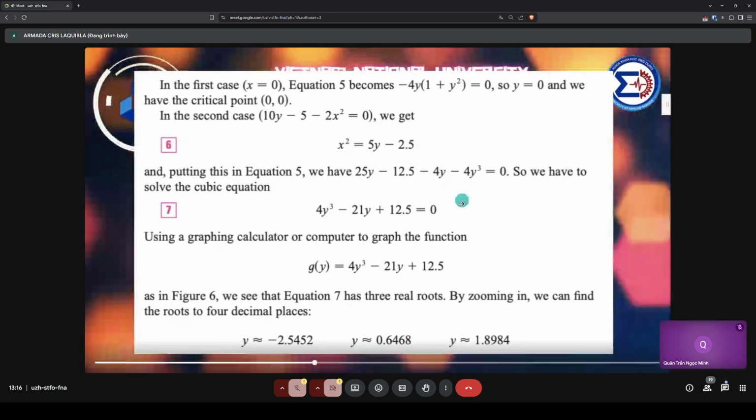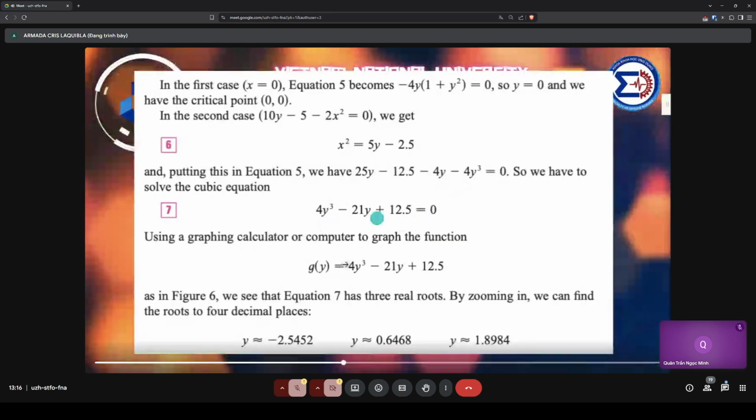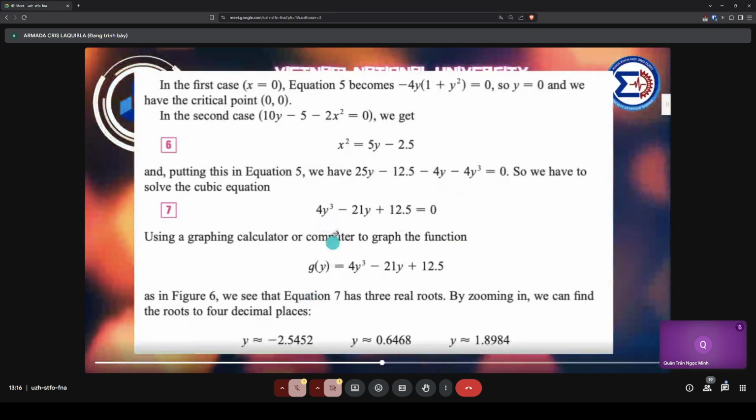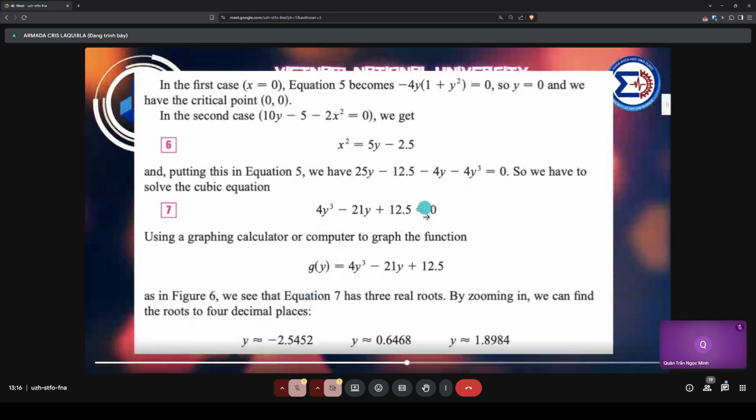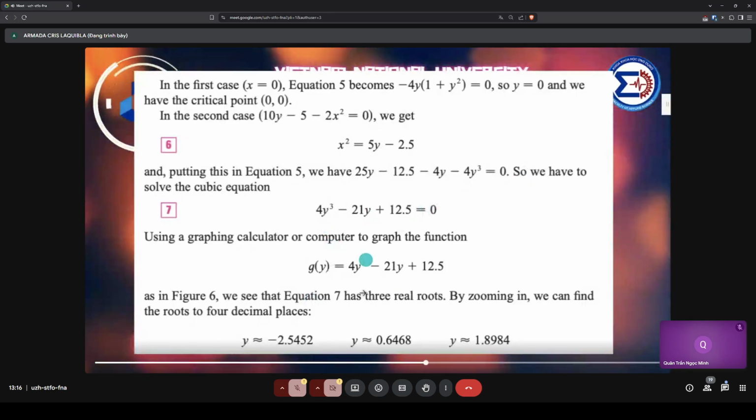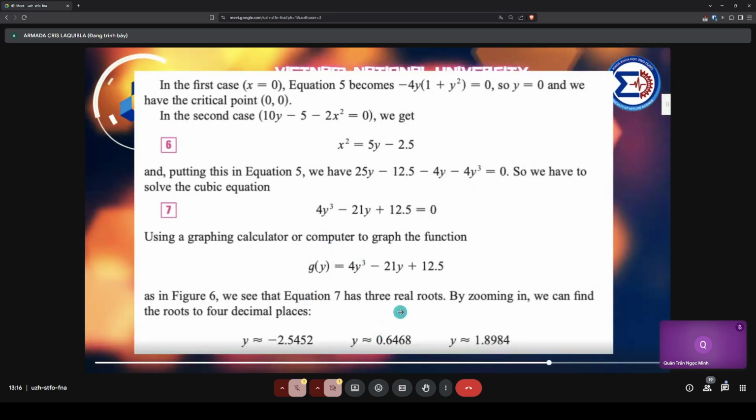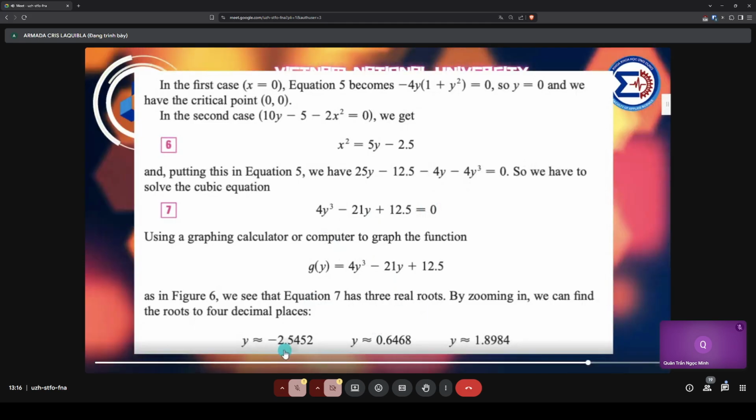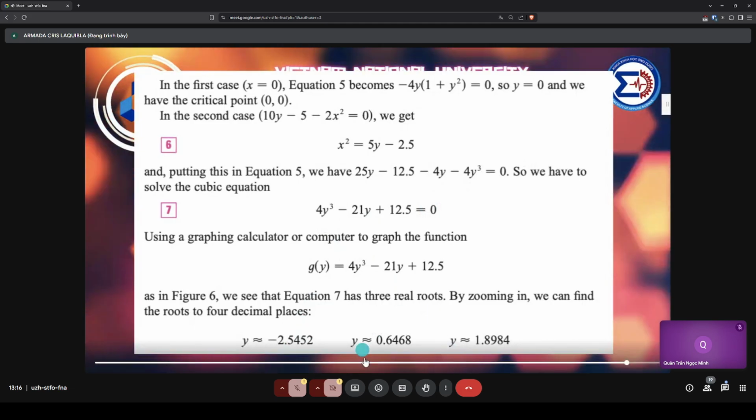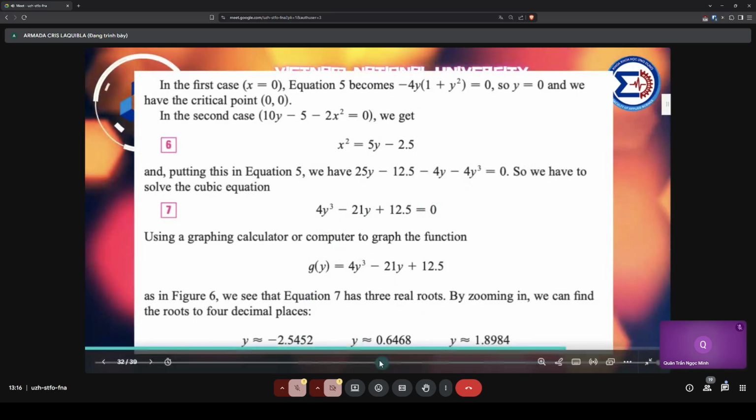So what to do, you use your calculator, class, to solve this. Equate this to 0, and your calculator will give you three values of your y there. So it has three real roots. Now after that, you substitute the values of your y where? Here.